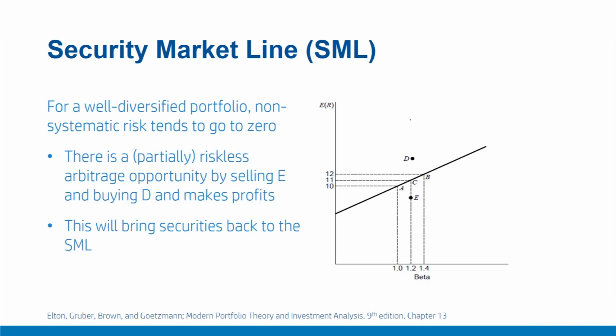Now, it appears that there is a riskless arbitrage opportunity by selling E and buying D to make riskless profits. If this happens, then E will be driven towards this SML because more and more people will be selling E. So its price will fall and expected return will rise. So it will move up. While D, as more and more people will buy D, its price will rise and expected return will fall. So it will be driven towards the SML as well. So both of these securities will be driven towards this SML, or security market line.